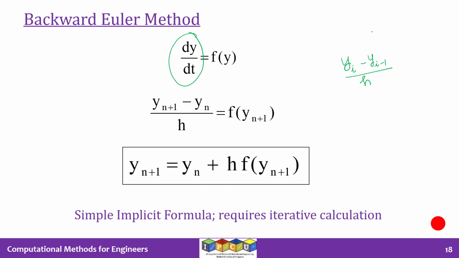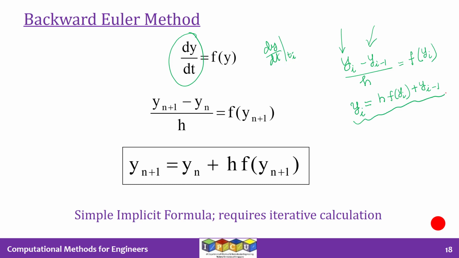We are looking at one value backwards. This is our base value. So dy by dt at ti is going to be y at i minus y at i minus 1 divided by h. That is going to be equal to f evaluated at the base point, which is yi. Therefore, you can write it as yi is equal to h f yi plus yi minus 1. This is how you can write it.